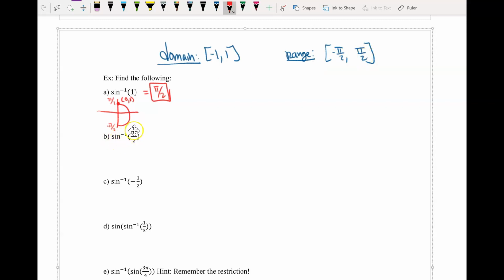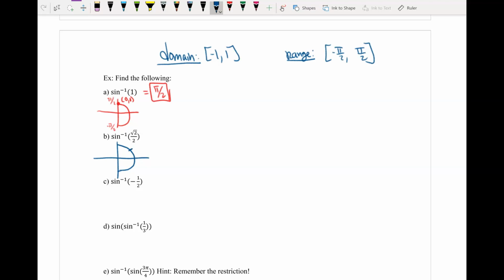Now let's look at sine inverse of square root of 2 over 2. Again, you can use your calculator if you want. But one thing that I want is exact answers. So if you put it in the calculator, make sure that it gives you the exact answer. All right, so this guy, we're going to look at square root of 2 over 2.